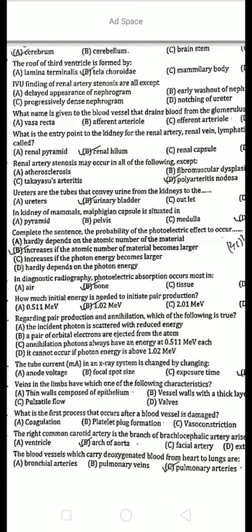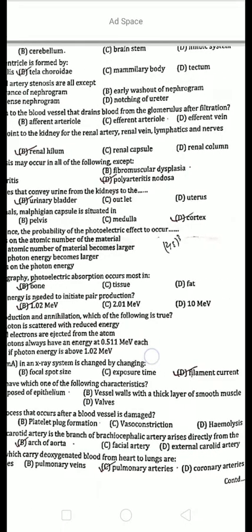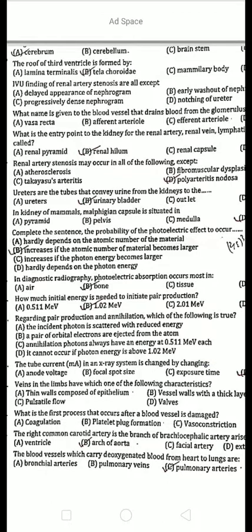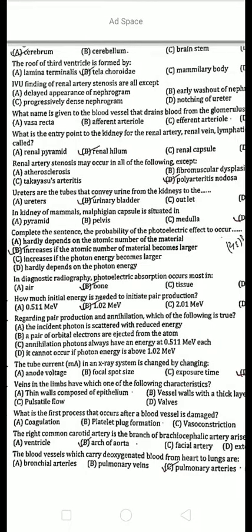The kidneys of mammals, the Malpighian capsule is situated in the cortex. Complete the sentence: the probability of the photoelectric effect occurring, correct answer is B. It increases as the atomic number of the material becomes larger.